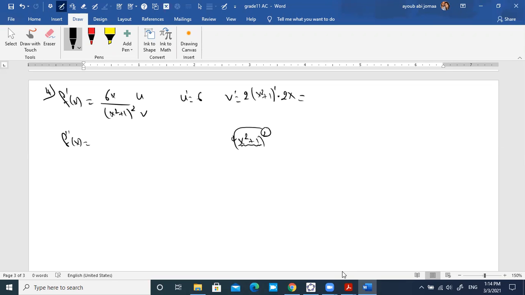Do you still remember this? Do you still remember how to find the derivative of this? All of you? The derivative of x squared comes out as 2x.